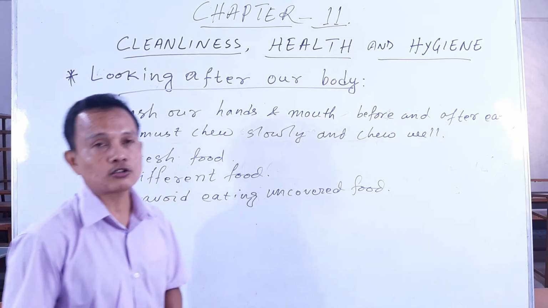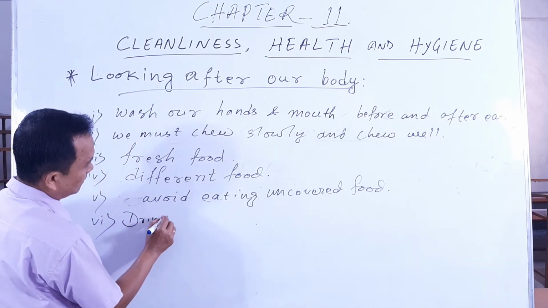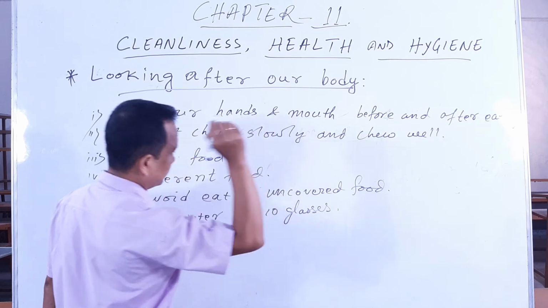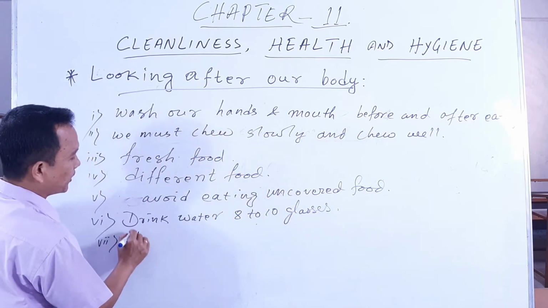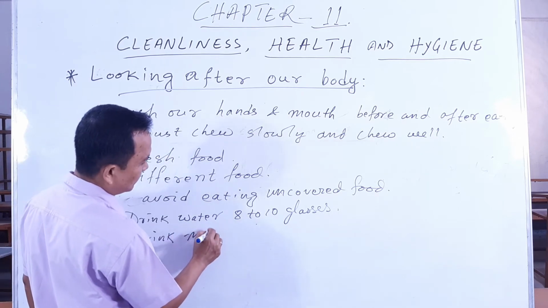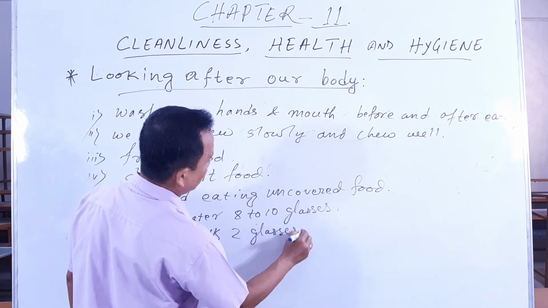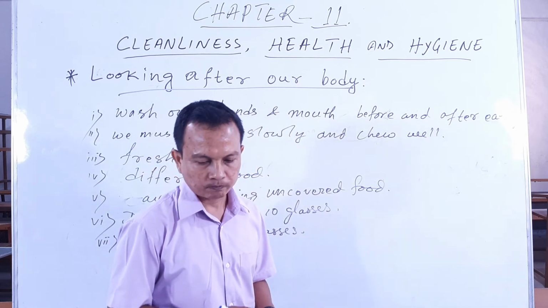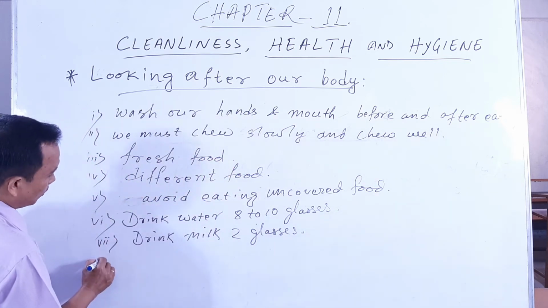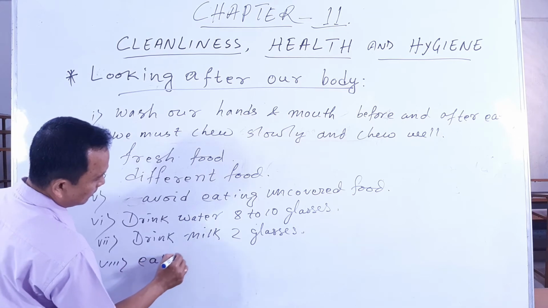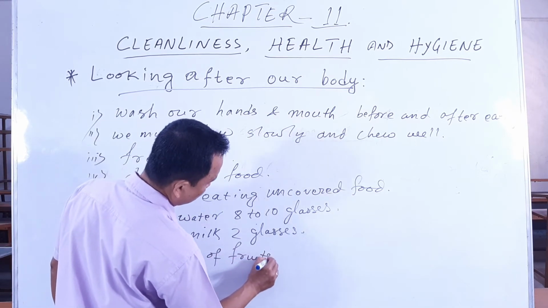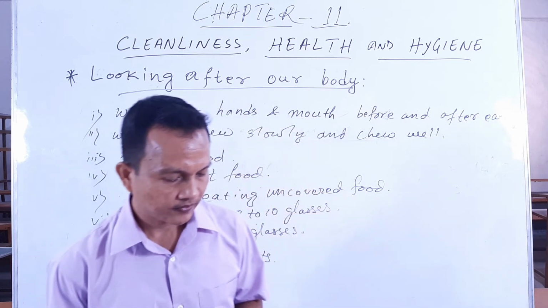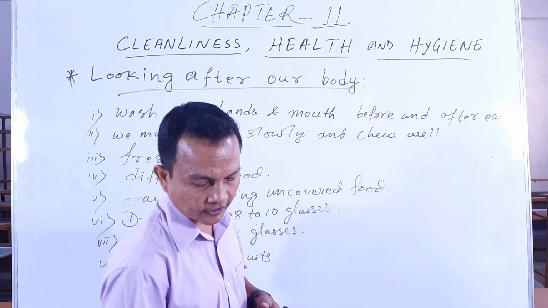All right. Then another point is we must drink what? Water. At least 8 to 10 glasses every day. And the next point is we should also drink milk, at least 2 glasses every day. So these are the basic things that we should follow to maintain our body healthy and fit. And we have to eat a lot of fruits. As far as possible, we should try to eat a lot of fruits to stay fit and to prevent sickness or falling ill.